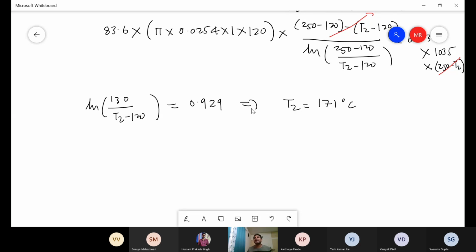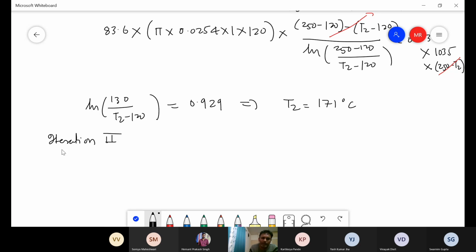And this iteration has to be continued till the assumed value of outlet temperature which is used for calculating the average temperature, and the actual outlet temperature which we have obtained at the end, are the same. So we have to continue the iteration in such a manner till these two things become the same. Okay, so now let us go to the next iteration. Iteration number 2. In iteration number 2, first we have to find out the average temperature.